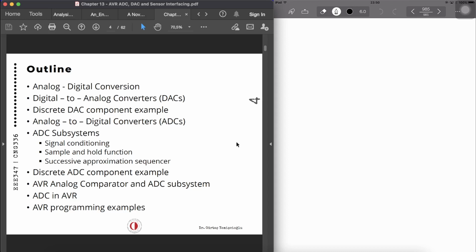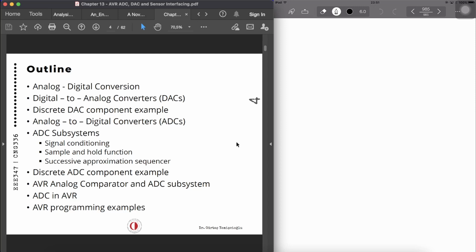Now, we'll see what is analog to digital conversion and the converters that we use, some examples, discrete components and analog to digital converters, some subsystems and discrete ADC components, analog comparator, and so on. Now, if we start with a general analog to digital conversion, my first question is going to be, why do we need analog to digital conversion? Why is it so important for us that we have to use it, and how we use it, we are going to see in this chapter.